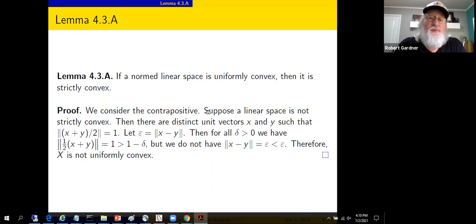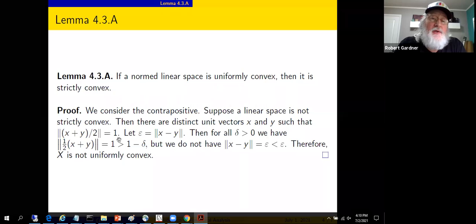So suppose a linear space is not strictly convex. So we need to negate the definition of strictly convex. That was the thing about having unit vectors where the norm of the sum divided by 2 was strictly less than 1. So we must have distinct unit vectors x and y such that the norm of (x plus y) over 2 is greater than or equal to 1. The triangle inequality will cap it at 1, so the norm of (x plus y) over 2 actually equals 1. It can't be greater than 1, by the triangle inequality.